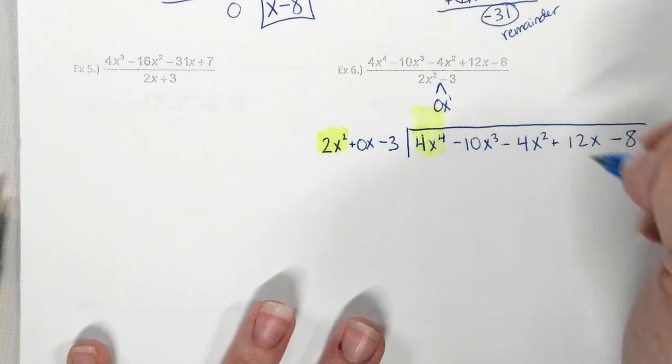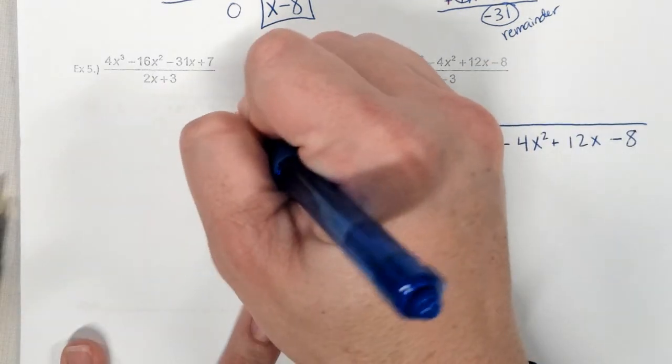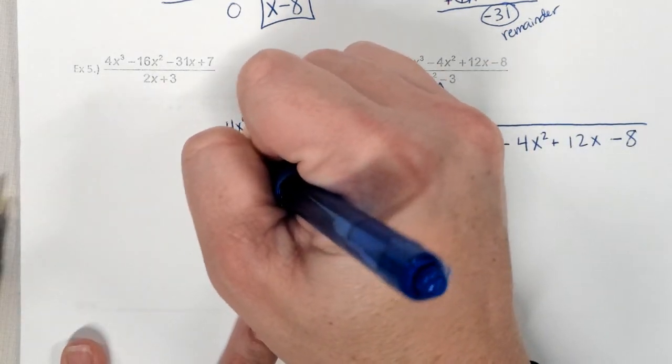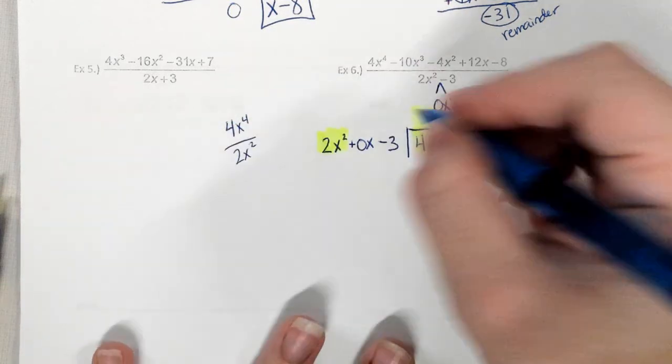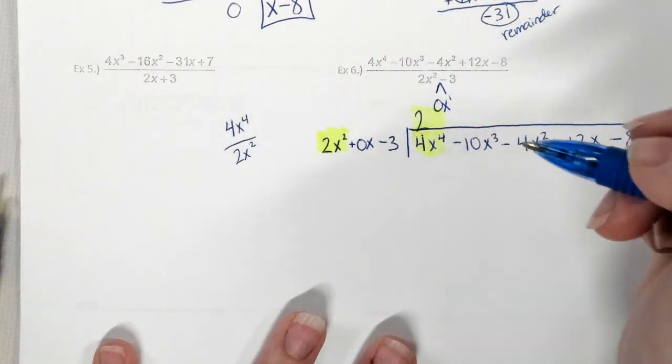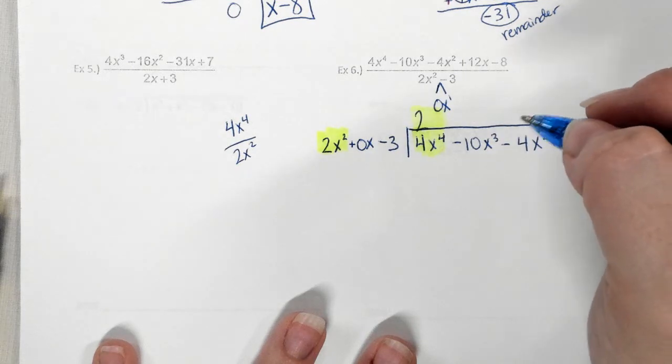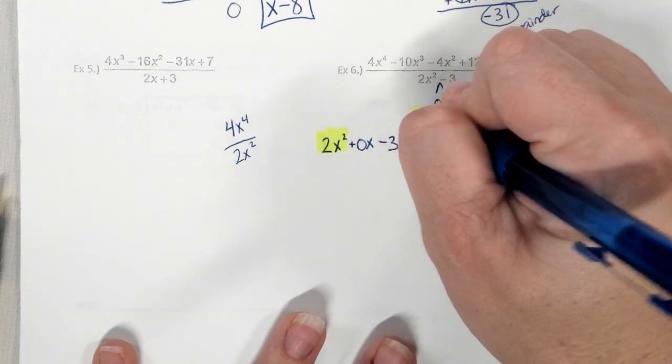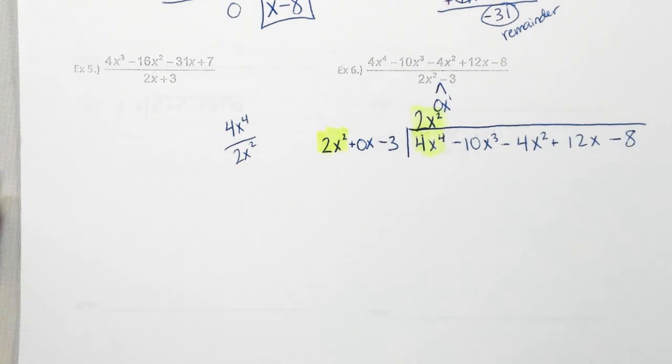So we can do it as division again. So 4x to the 4th divided by 2x squared. What's 4 divided by 2? 2. And then what do we do with exponents? Subtract. So what's 4 minus 2? 2. X squared. So we have 2x squared.